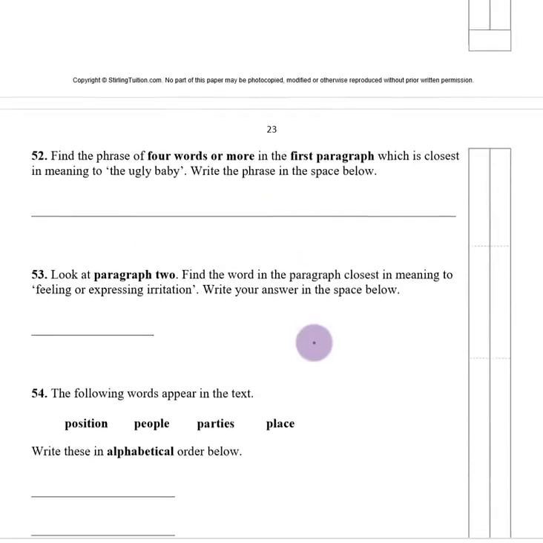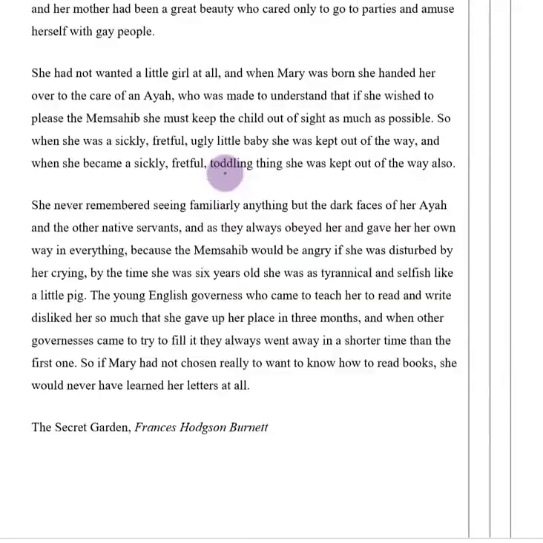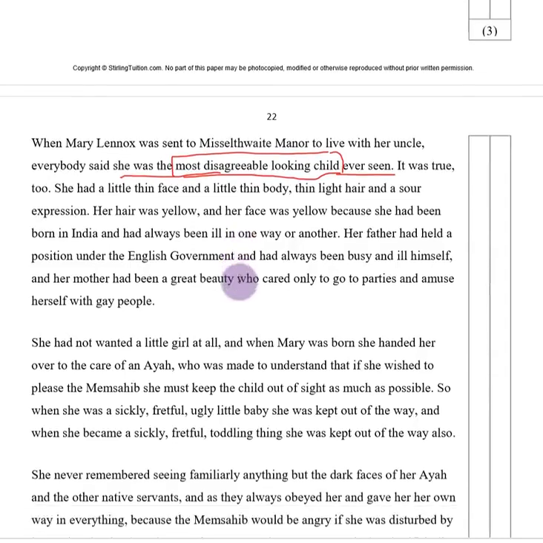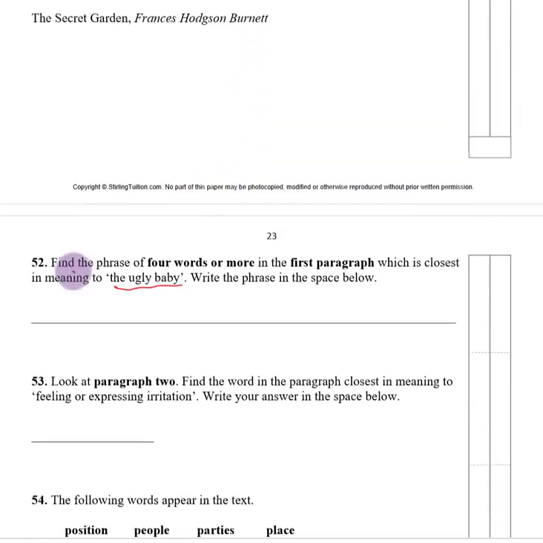So that's from The Secret Garden by Frances Hodgson Burnett. So we've got our questions that relate to this text. Find the phrase of 4 words or more in the first paragraph which is closest in meaning to the ugly baby. So hopefully you remember actually reading it. It's actually here: the most disagreeable looking child ever seen. If you've got any of this, it must have most disagreeable looking child in it, but you can have a little bit extra if you need. So most disagreeable looking child.